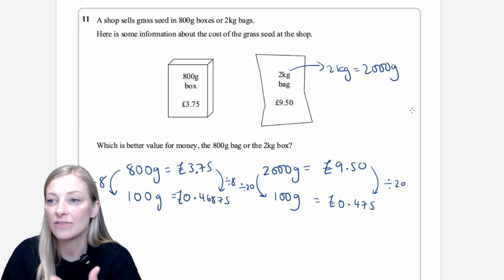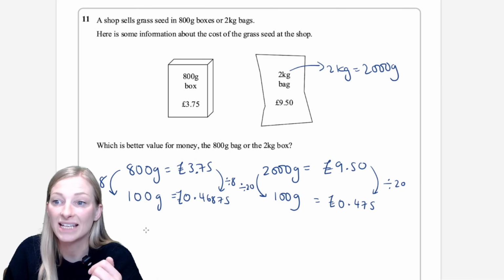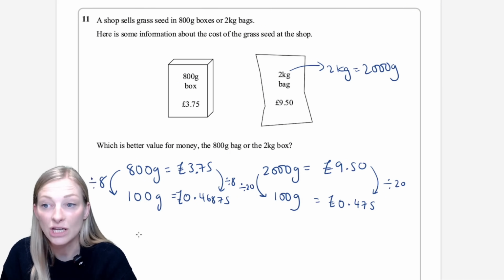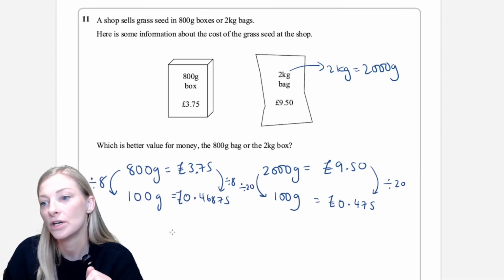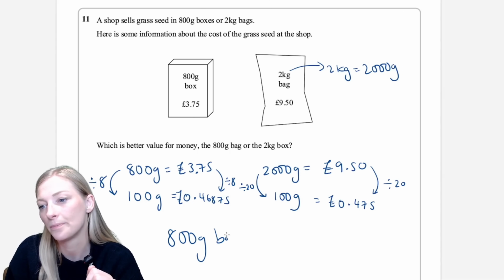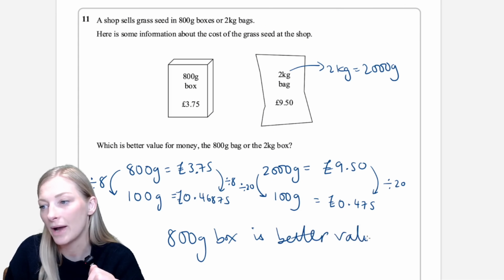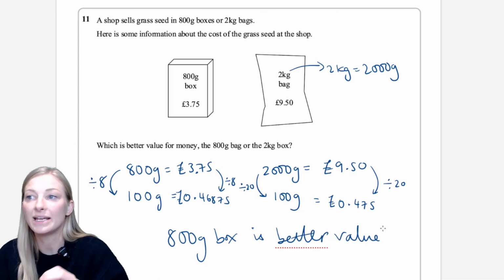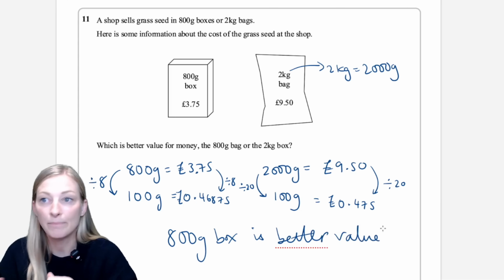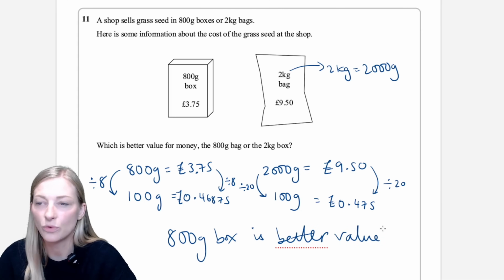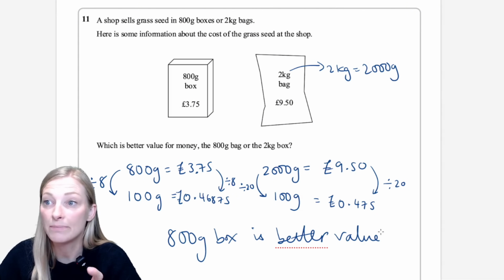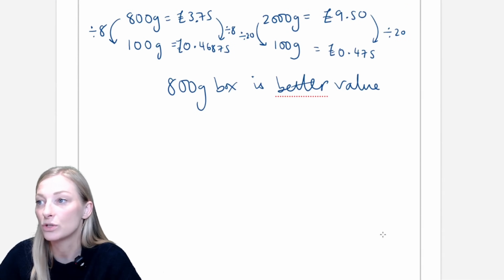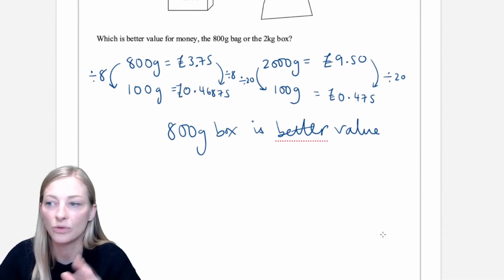pence. So we can see that on the left-hand side, the 800 gram box is actually better value. It is cheaper per 100 grams. So 800 gram box is better value. And you might have done it a different way, but ultimately what you need to do is get the same amount in both. So get 4,000 grams or 4 kilograms, something like that, that would then be comparable, and you can see which one is more expensive and cheaper for the same amount.